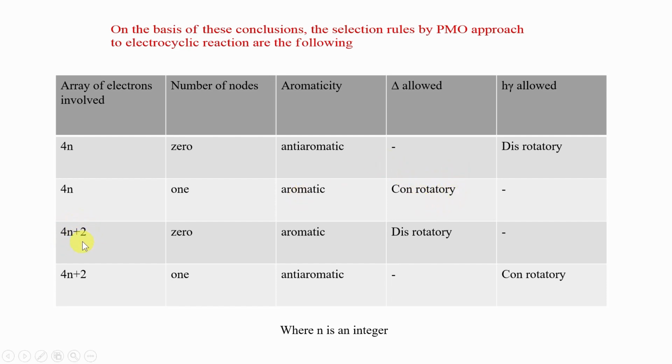If the system is 4n plus 2 having 0 node, then the cyclic transition state is aromatic and the process will take place thermally via disrotatory fashion. And if the same system has one node, then it will be anti-aromatic, or it will be a Mobius system, and the process takes place photochemically via a conrotatory motion. Here the n is an integer.